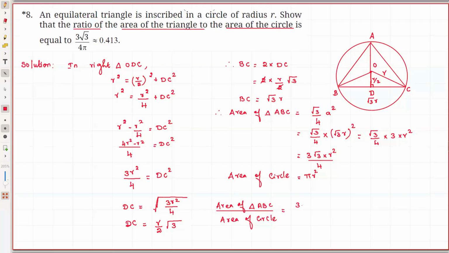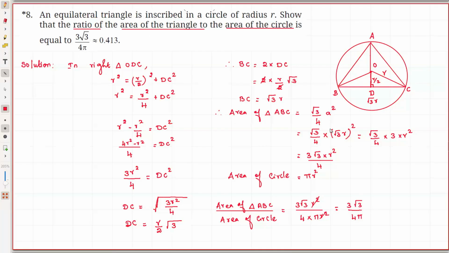Take the ratio. What is coming here? We are getting 3 root 3 r square, and the denominator stays as the denominator: 4 into pi r square, since the area of the circle is pi r square. Now r square is getting cancelled. So the balance we have is 3 root 3 divided by 4 pi. So we got the answer, 3 root 3 by 4 pi.